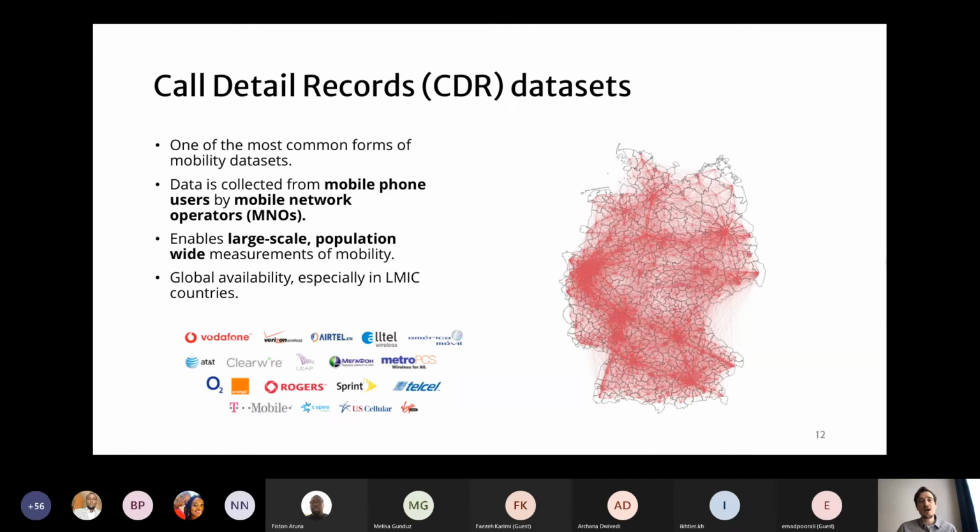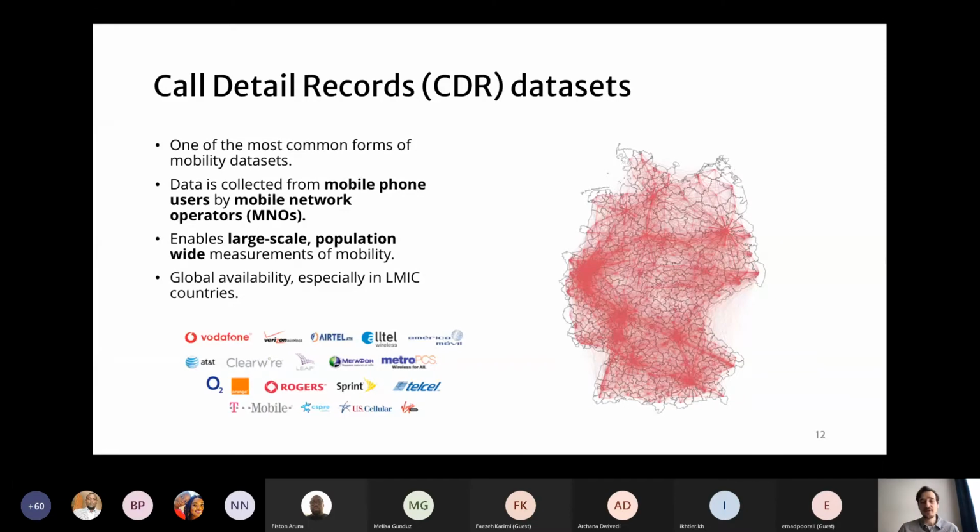So one of the most common types of data are call detail record data sets. These work like this. This is data that is collected from mobile phone users by mobile network operators, or MNOs. This data is captured just in their daily operation, which is really amazing because it's a byproduct of their day-to-day operations and thus often very available at large scale.